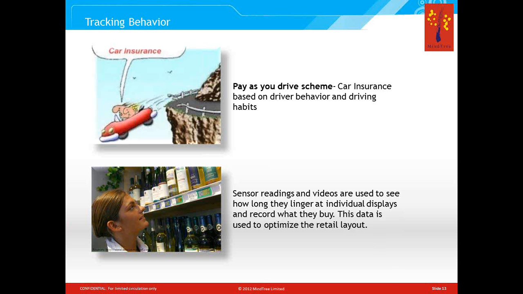This is another example where you can use it for tracking behavior, for example. Maybe the retail applications, or I just gave an example of car insurance. So you have programs today, like pay-as-you-drive schemes, where car insurance companies will charge you based on driver behavior and driving habits. So the car has an onboard unit which is connected to the internal systems of the car, like, say, engine control systems or braking systems.